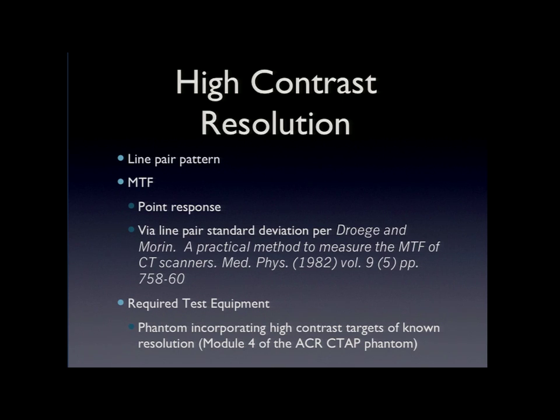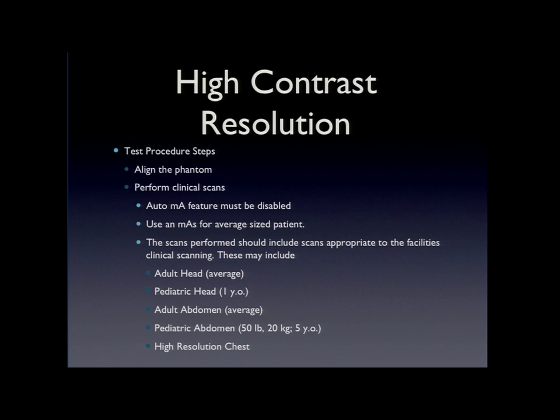Now, we talked about high contrast resolution. There are line pair patterns that we use. A lot of people use MTF, and that's going a little more advanced into what you need to do with that. That usually can be done at acceptance testing, and some of the manufacturers do that automatically in their automated QC programs. But if you use the ACR Phantom or the Catphan Phantom, then you can just look at the patterns themselves. And you just align the phantom.